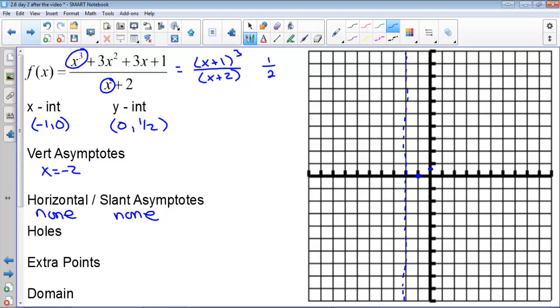Now, when we divide this synthetically, and we can divide synthetically because the denominator is a linear, we get 1, 3, 3, 1. When we do this, the result is not a linear equation. It's not a line. It's a parabola. So we have a parabolic asymptote. Bring down the 1, -2, 1, -2, 1, -2, -1. On asymptotes, we ignore the remainder.